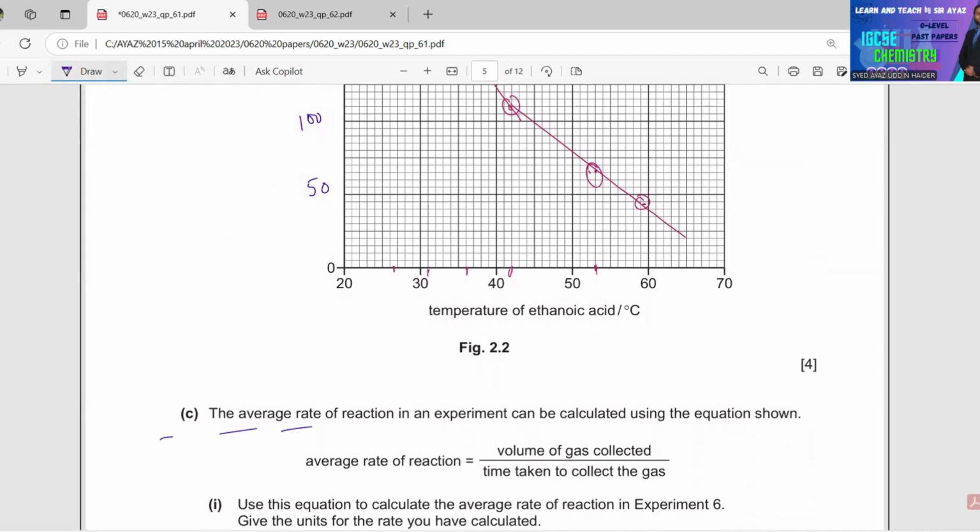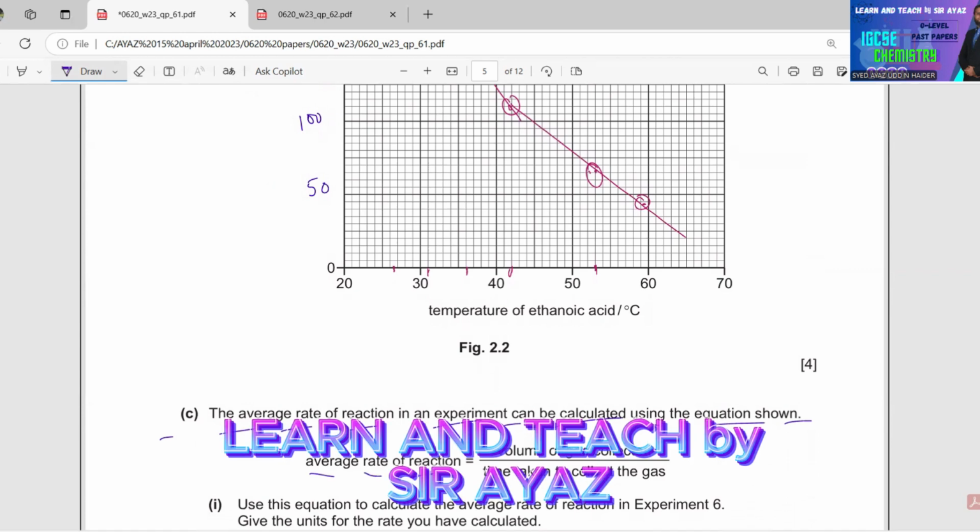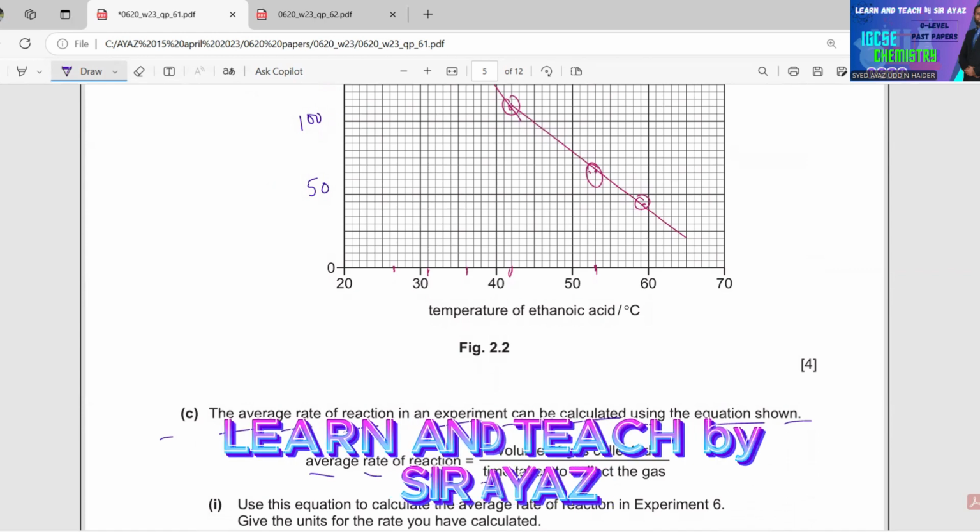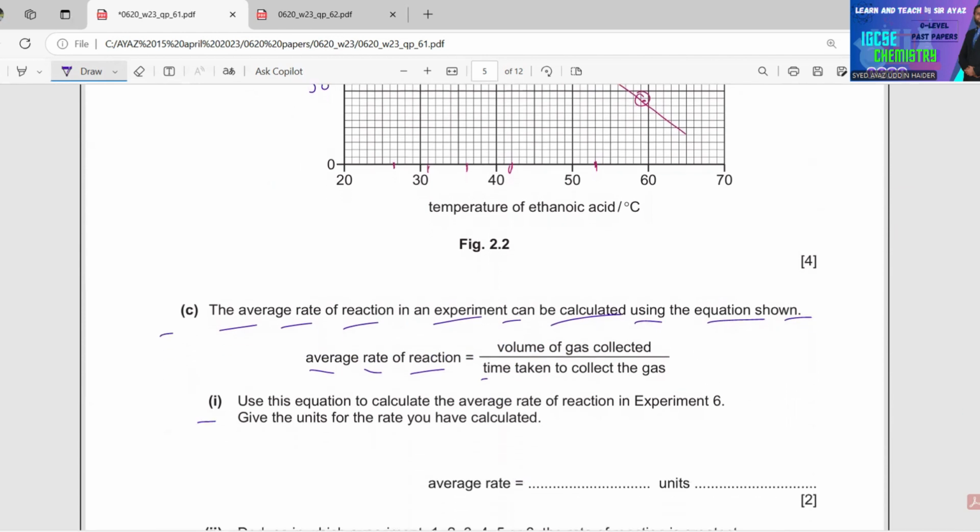See, the average rate of reaction in an experiment can be calculated using the equation shown. Average rate of reaction equals volume of gas collected divided by time taken to collect the gas. Part 1, use this equation to calculate the average rate of reaction in experiment 6. Give the units for the rate you have calculated.